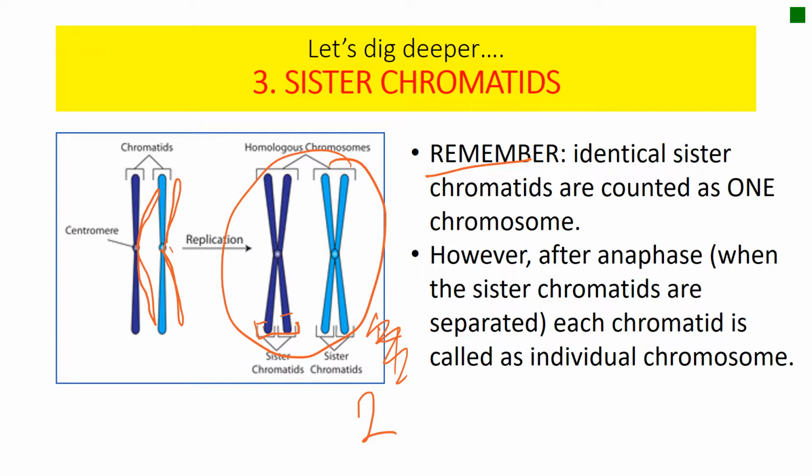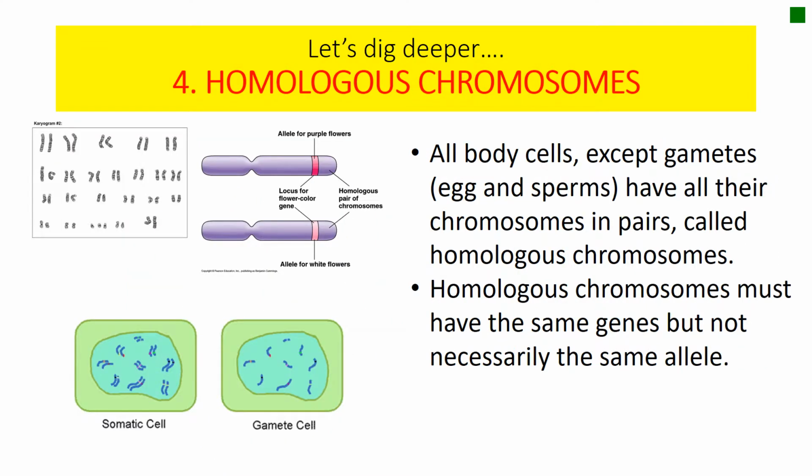Now, however, after anaphase, when the sister chromatids are separated, if you still remember anaphase here, in a cell, each of them is now called an individual chromosome. Now they become 4 chromosomes. I know it's confusing, but, well, that's the agreement. Hang in there, we're almost done.